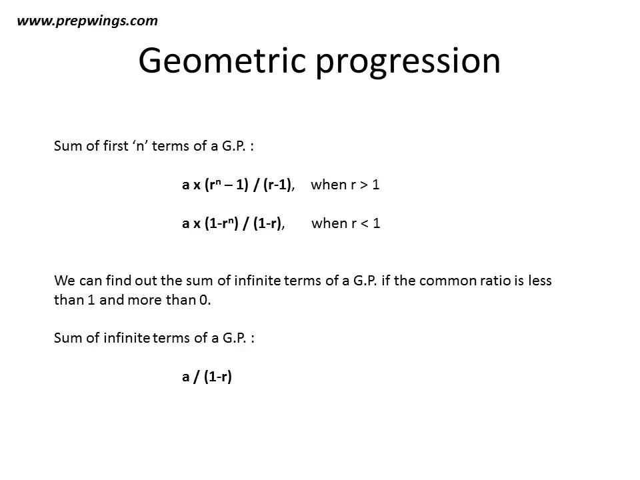So there is a case wherein we can find the sum of infinite terms of a GP. It is the case when the common ratio is actually between 1 and 0, means it is less than 1 and more than 0. Okay, so the sum of infinite terms of GP is given by the formula A upon 1 minus r.